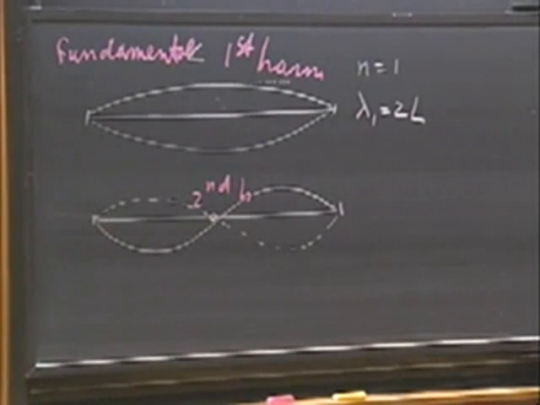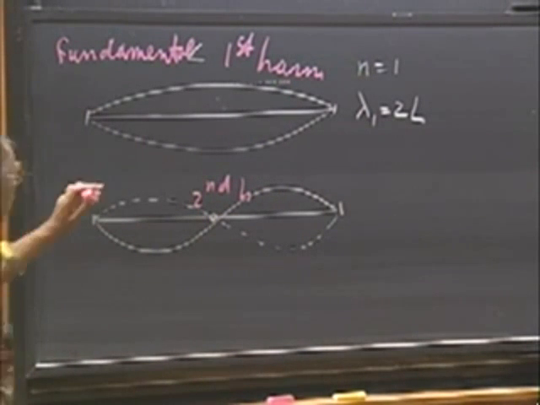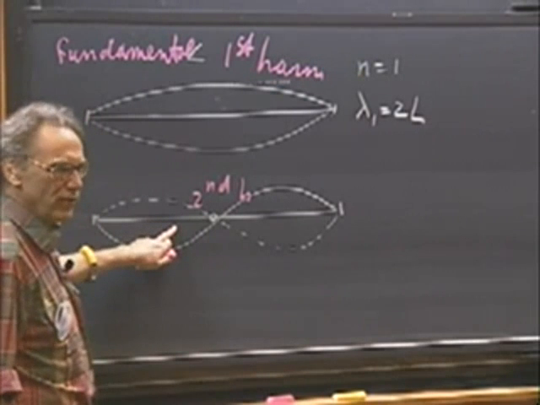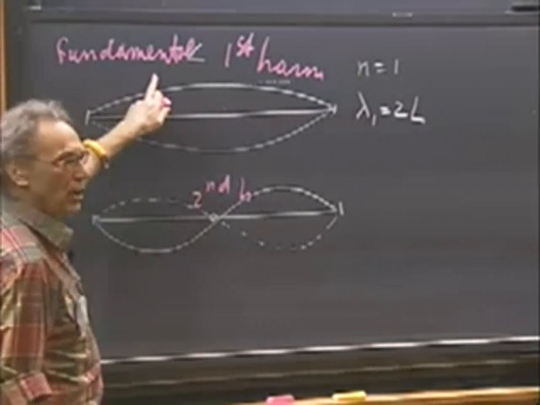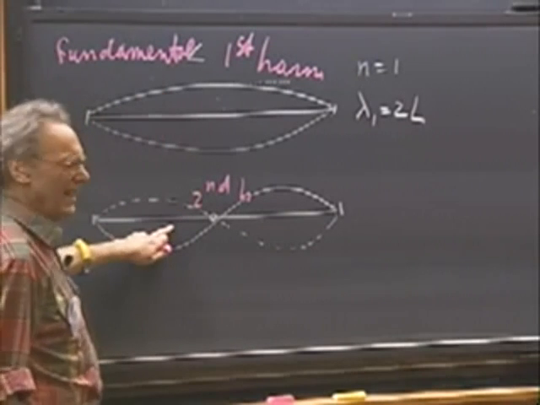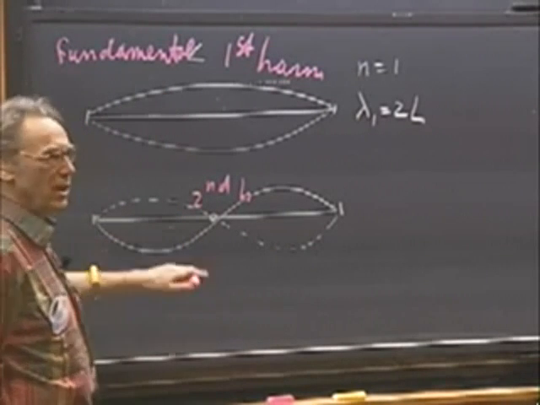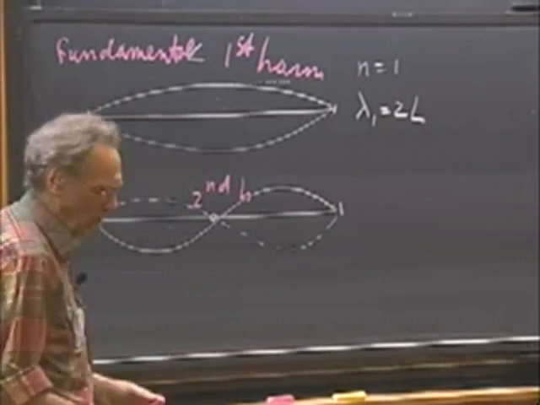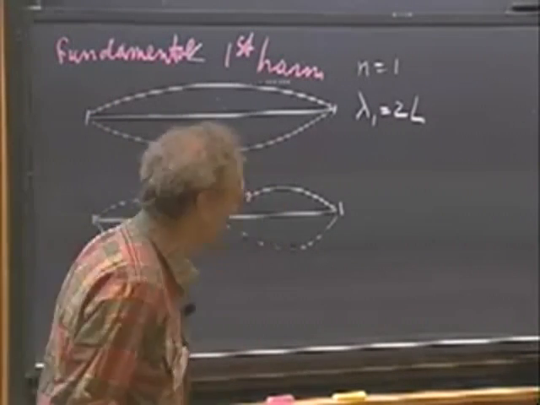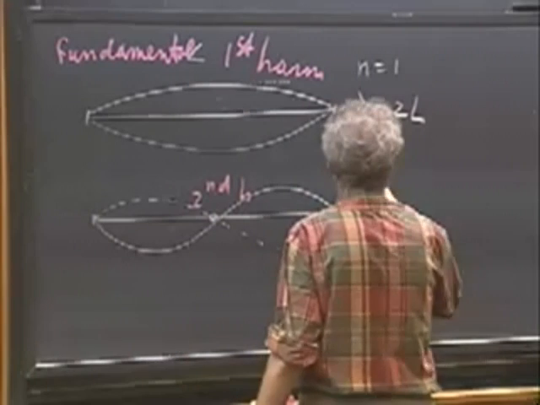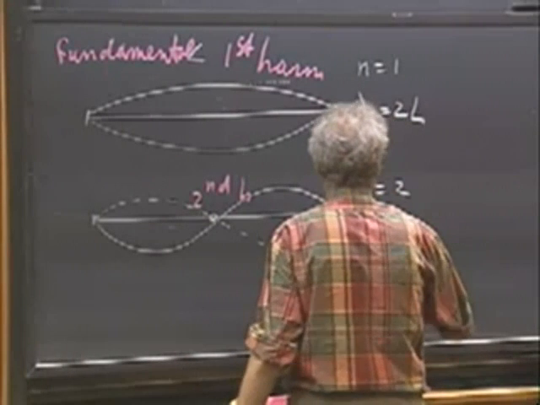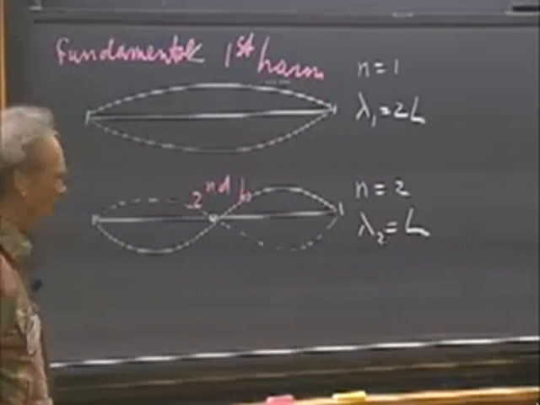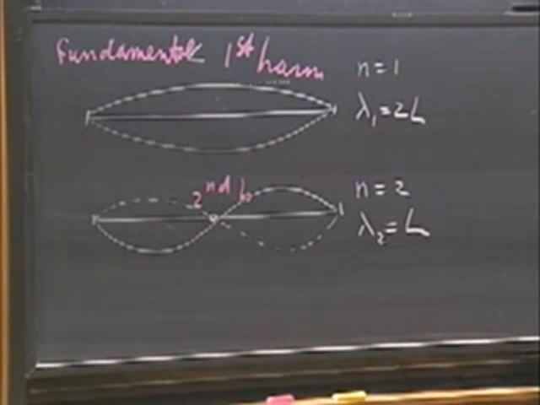It is unfortunate that there are books that call this the fundamental and this the first harmonic. That's enormously confusing, because now you have to start from 0, which is the fundamental, and then n equals 1 is the second harmonic. I will never do that. This is always for me the first harmonic. This is always the second harmonic. And so for n equals 2, you see immediately that lambda 2 is simply L. And that's exactly what you see here.